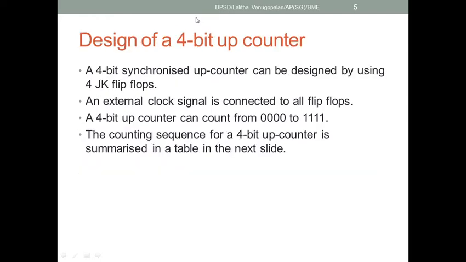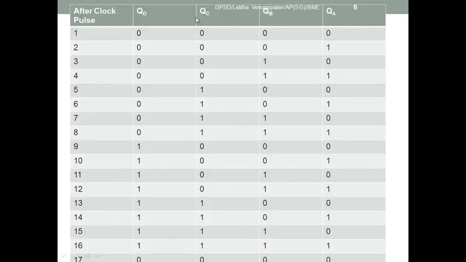Now a 4-bit up counter, like I said, would require 4 JK flip-flops because there are 4 bits, and it requires an external clock signal that is connected to all the flip-flops, and it can count from 0000 to 1111. The counting sequence for a 4-bit counter is summarized in the next table. You have clock pulses from 1 to 17, and the outputs for all the 4 flip-flops. QA, QB, QC, and QD are the outputs of the 4 flip-flops, QA being the least significant and QD being the most significant. So these are the sequences.